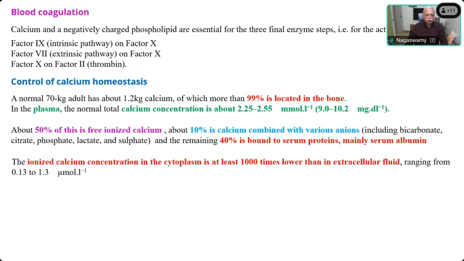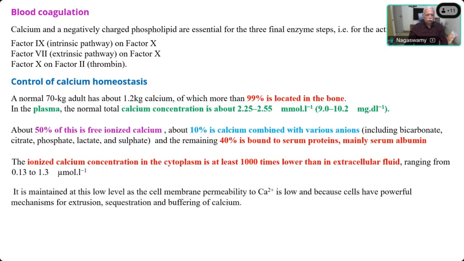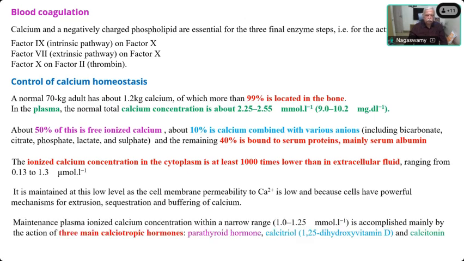So the ionized calcium concentration inside the cell is at least 1,000 times lower than in the extracellular fluid. So it is mainly an extracellular ion, and this level is maintained because the cell membrane permeability to calcium is low. So it is not very easily transportable across the cell membrane. So it requires powerful mechanisms like active pumping to push the calcium from the cytoplasm into the extracellular space. So the maintenance of plasma ionized calcium concentration is accomplished by three main calcitropic hormones.